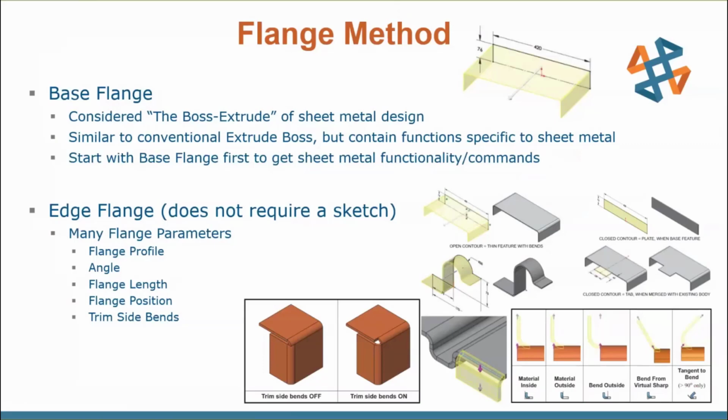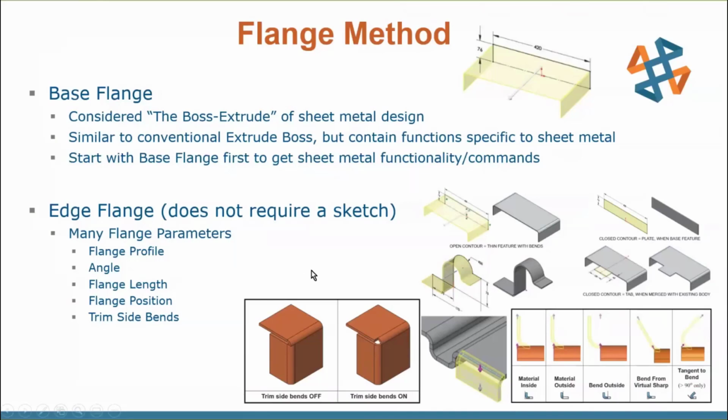You can also go in and control the angle of that edge flange, the flange length, the flange position. And then there's also at the very bottom here, trim side bends, which this picture right here, guys, shows it being turned on and turned off. When it's turned on, it's going to give you that nice relief there in the corner. And there are some commands that we can go in there and tighten that up so our welders aren't upset with us because now they're using filler rods, you know what I'm saying?